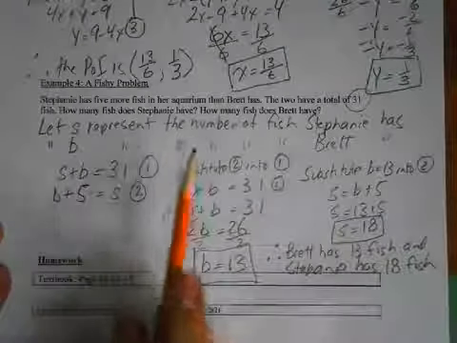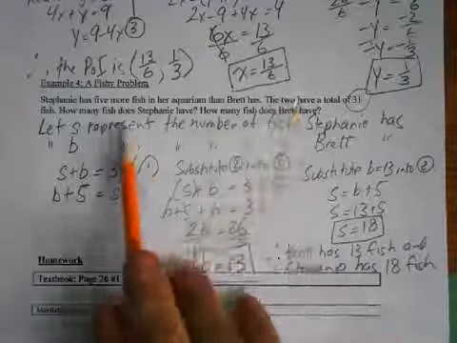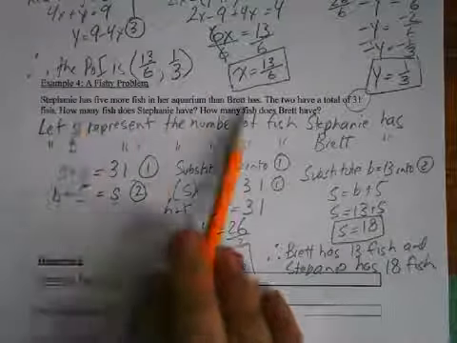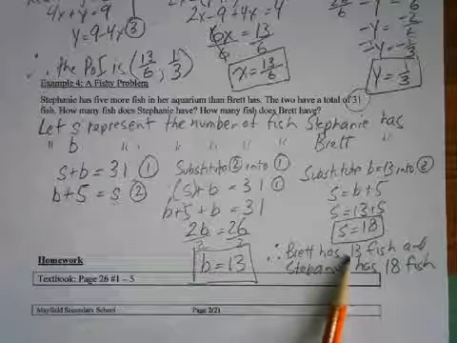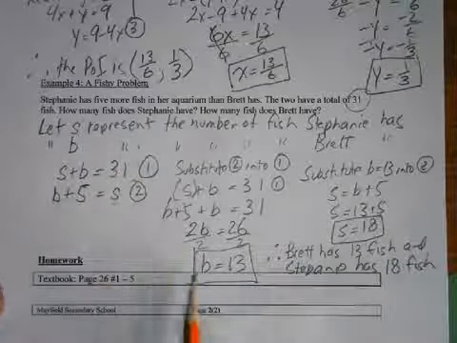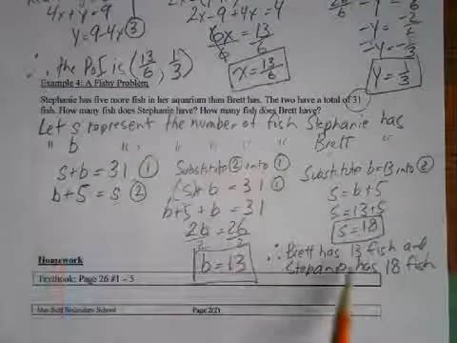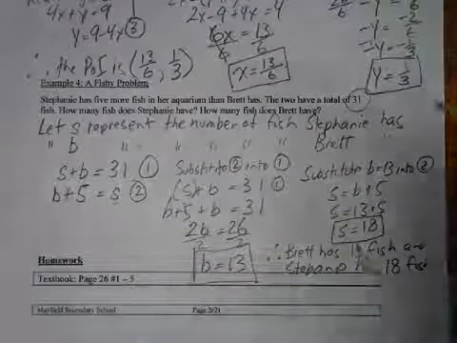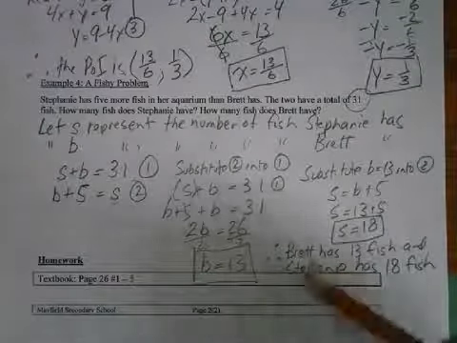Okay, and checking here is actually a lot easier with word problems. I can actually read the information. The two have a total of 31 fish. Is that true? 13 plus 18, yep. And Stephanie has 5 more fish than Brett. 13 to 18, yes, that's true. So I don't even have to do a formal check. I can just make sure that these word statements are true with these values. Okay, and so make sure that you always answer with a word statement. Don't end with just the S equals or B equals or whatever it is.